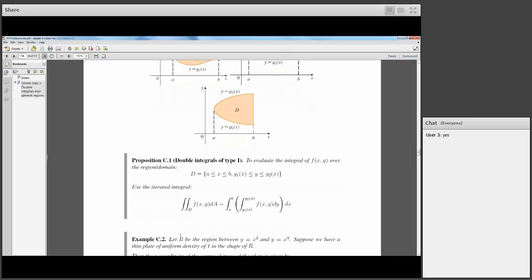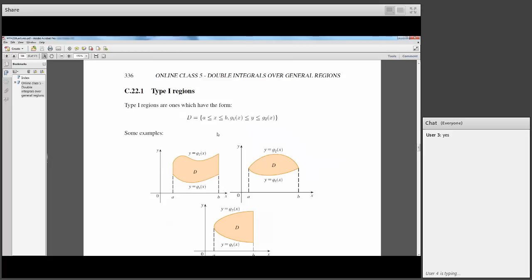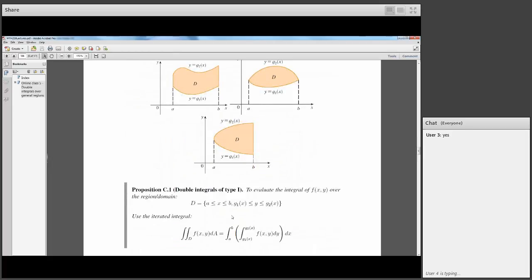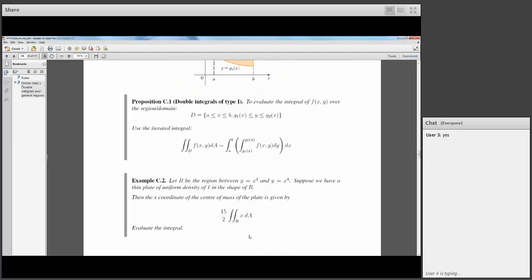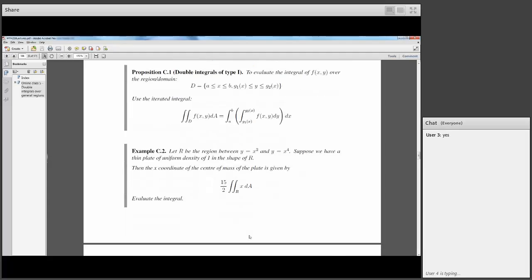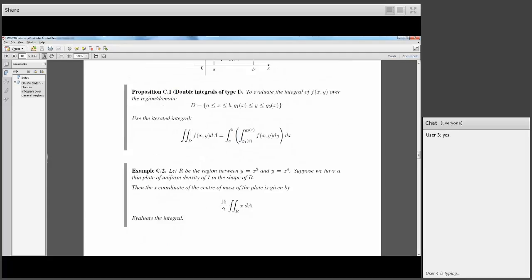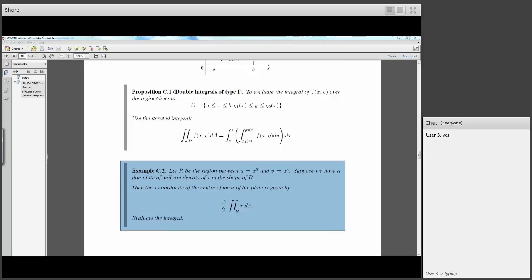So that's the basic idea. When you've got a type 1 region, then it very naturally translates into doing the functions of x on the inside, and then the constants thereafter. So let's have a go at one question.